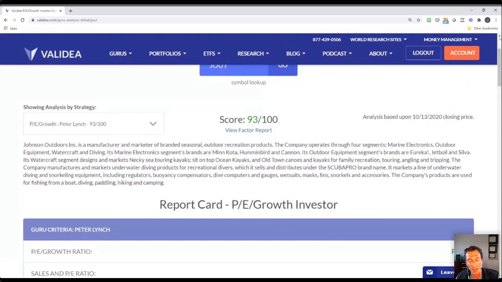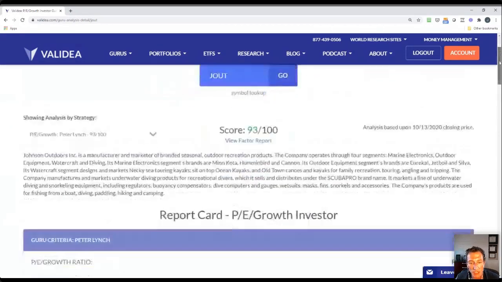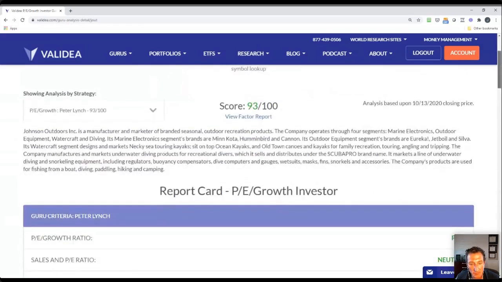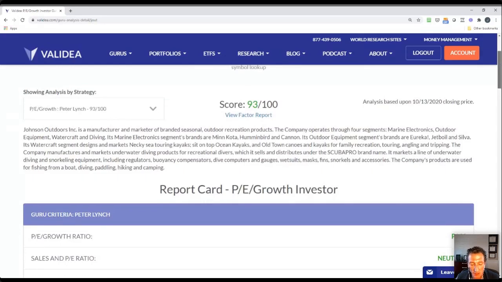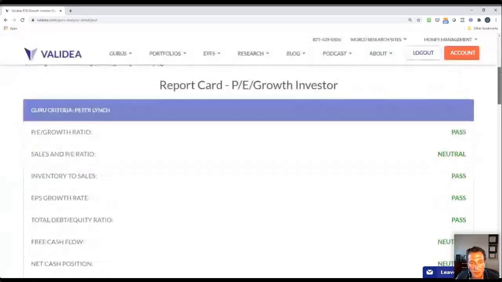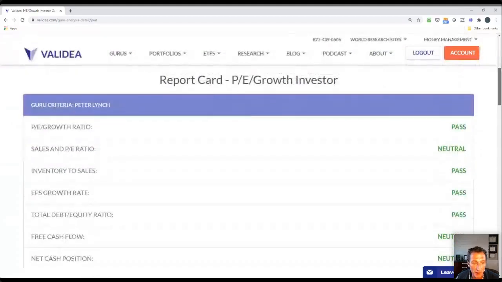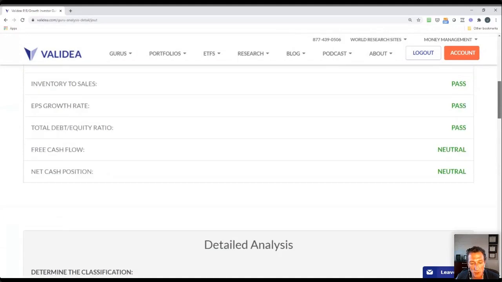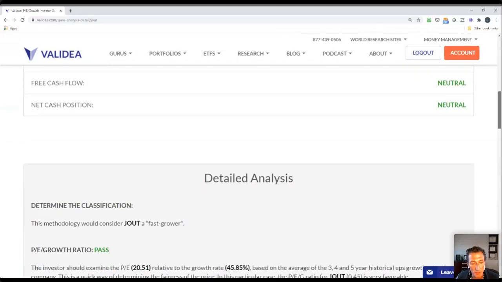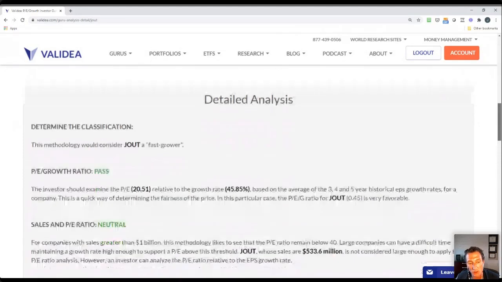We're looking at Johnson Outdoors, ticker symbol JOUT. Johnson Outdoors is an outdoor recreation product manufacturer. They have a couple different segments of their business, but with what's going on with the shutdown and COVID, a lot of these recreation companies are firing on all cylinders. And the Lynch model is really what I would call a growth at a reasonable price model. The first thing this model does that's interesting is it categorizes the company based on its growth rate. You can either have a slow grower, a stalwart, or a fast grower. Depending on the earnings growth rate, the model looks at a different set of fundamental criteria.